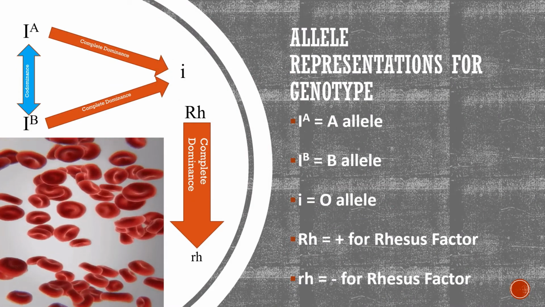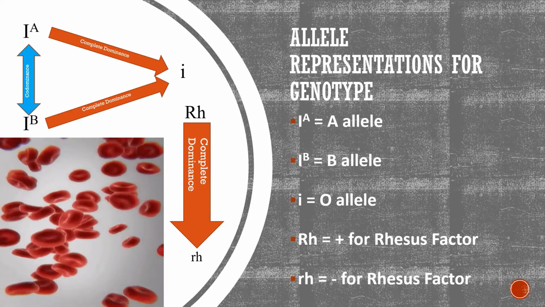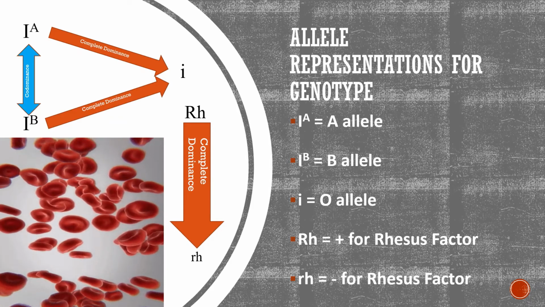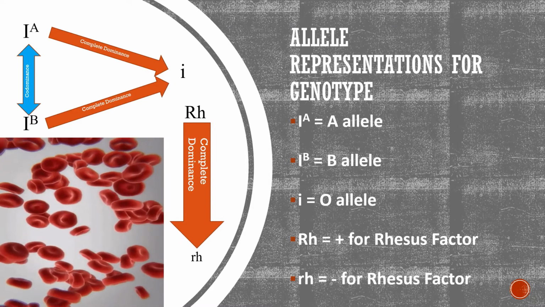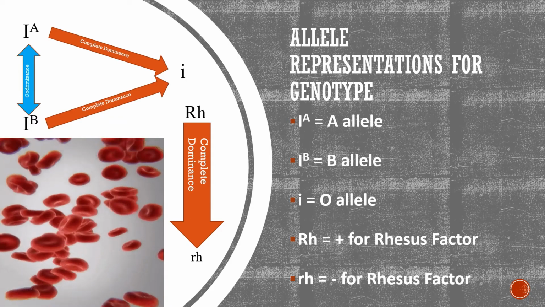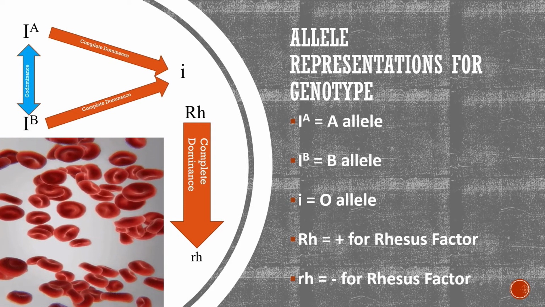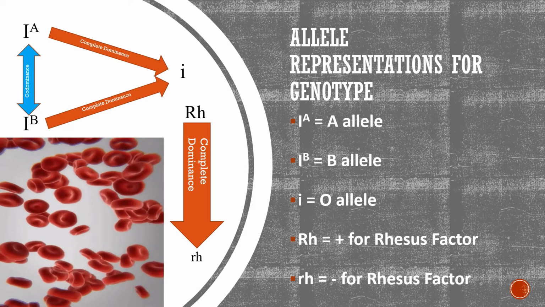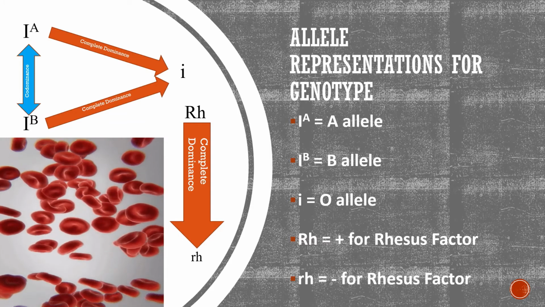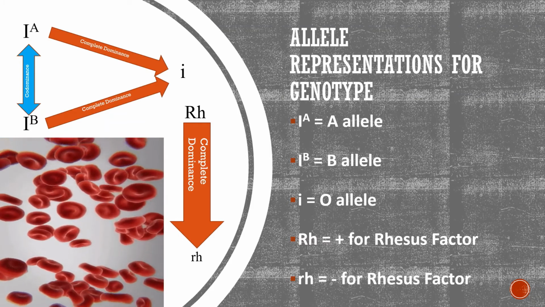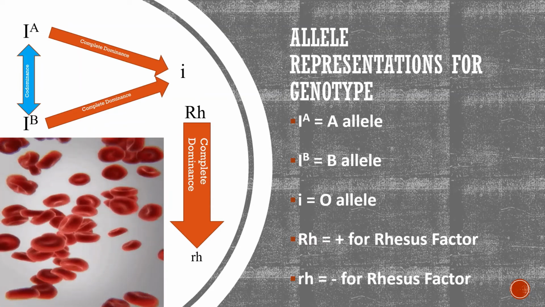Okay, now allele representations for genotypes. So we talked in a previous video about how you can use a base letter for the genotype with a superscript letter, and that's a bit more accurate. The reason it's more accurate is because in this circumstance with blood typing, A blood and B blood have a codominant relationship. So one is not really dominant or recessive to the other. They have an equal level of dominance. So that's why it's better to use the base letter with the superscript for this instance.